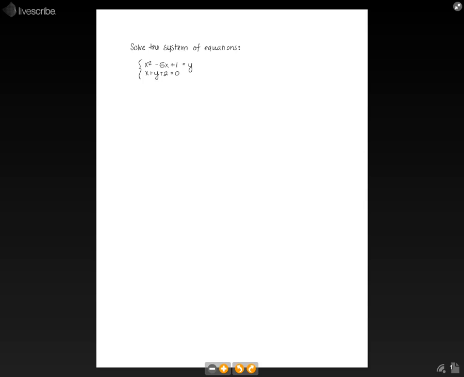Alright, so let's start by solving the second equation for y. So let's call this equation 1 and the second one equation 2. So we're going to solve equation 2 for y. So we have x plus y plus 2 equals 0. So we're going to subtract 2 from both sides. We're going to end up with x plus y equals negative 2. Now we're going to subtract x from both sides and end up with y equals negative 2 minus x. Alright, so now we can plug that into equation 1.